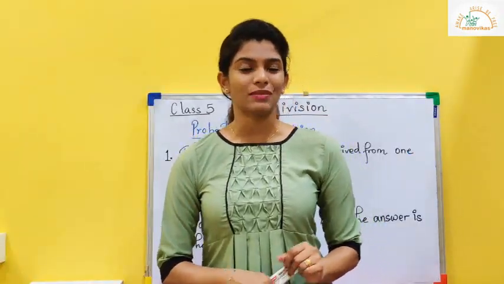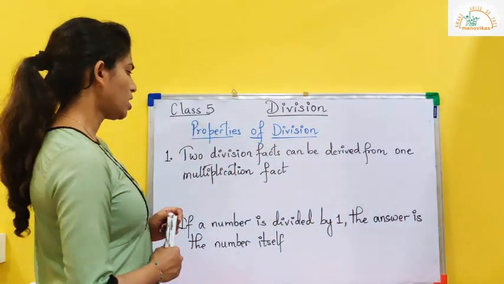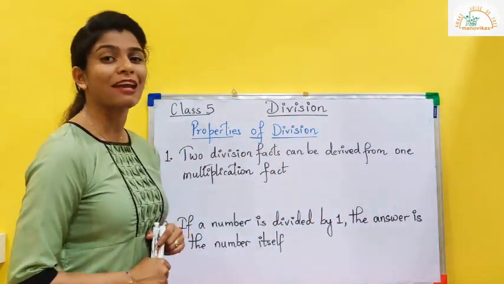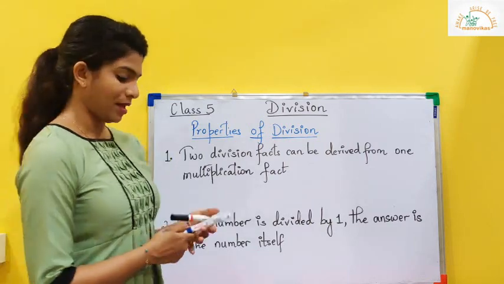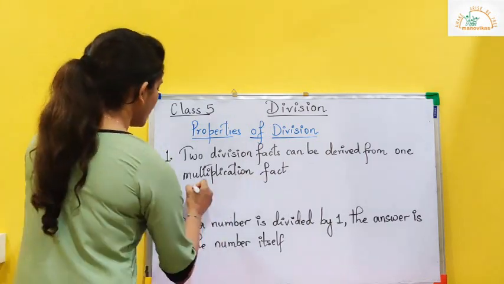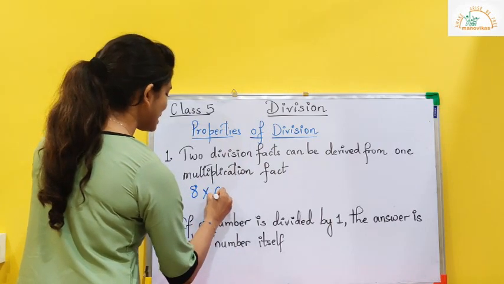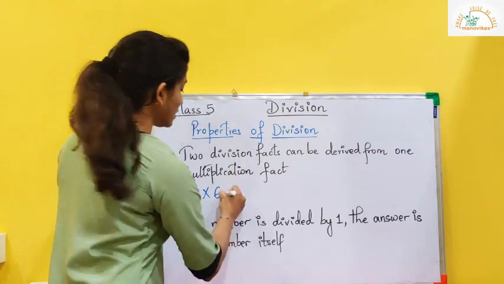Now let's see what the properties of division are. Here is the first one. Two division facts can be derived from one multiplication fact. Now what do you mean by this? Let's take one example. 8 into 6. What is 8 sixes? It is 48.